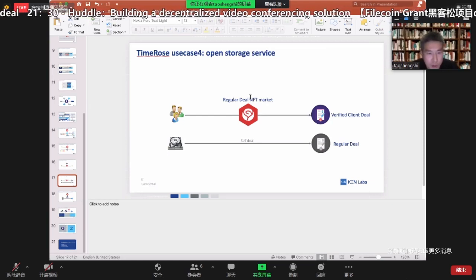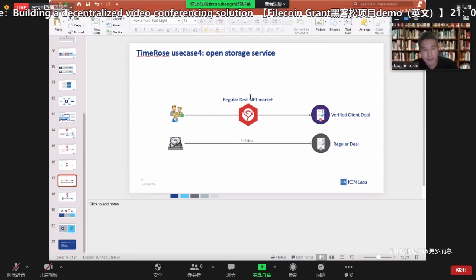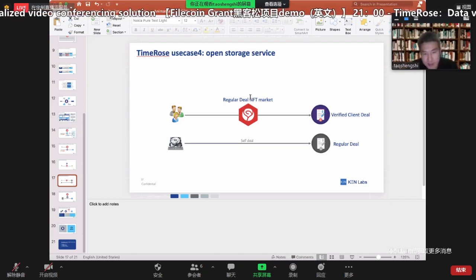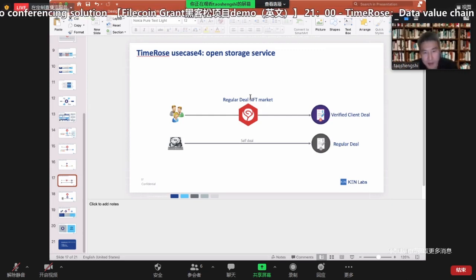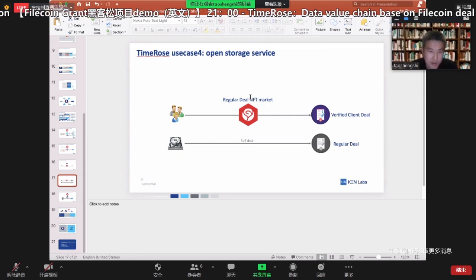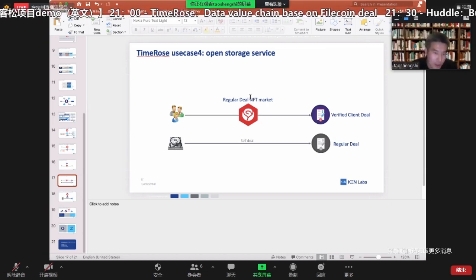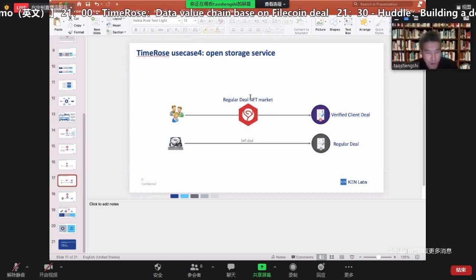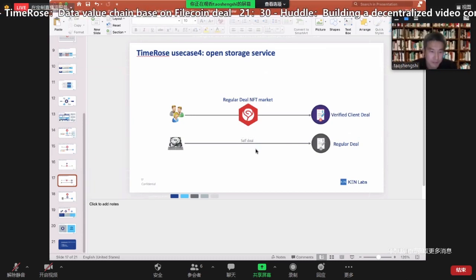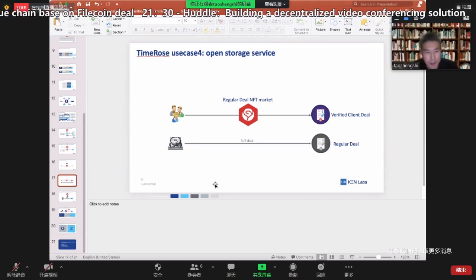And the next use case is open storage service. That means the current Filecoin miners set up deals with themselves to store garbage data. That is a regular deal and a deal NFT. If we could transfer this regular deal to a verified client deal, then we can set up an open storage service for users who want to store real data on Filecoin. That is a self deal. So that is the use case about the deals.